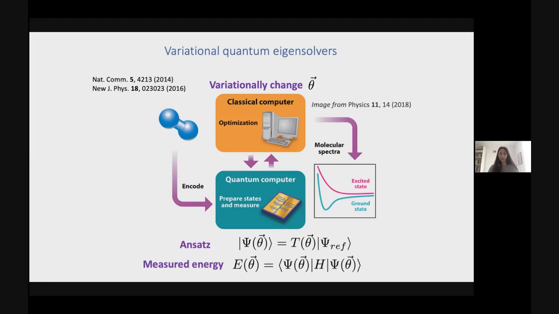And the measurements are also done, of course, on that state. And the results of the measurement are passed on to a classical computer, where the parameters that are used to create the state, shown here in this circuit, T of theta, are varied and optimized until we reach a point where the energy is minimized. And at that point, we decide that that is the ground state energy, or at least we have a bound on the ground state energy.